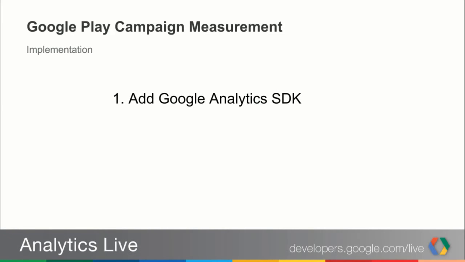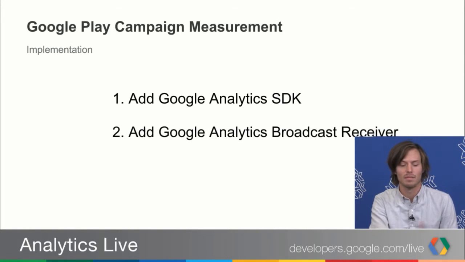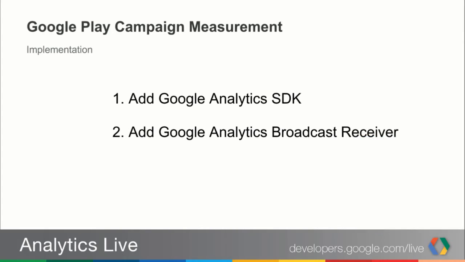So really quick, there's basically 4 steps to doing an implementation on this, and it's pretty straightforward. First, obviously, you need to add the Analytics SDK to your project. Then you need to add this GA broadcast receiver.